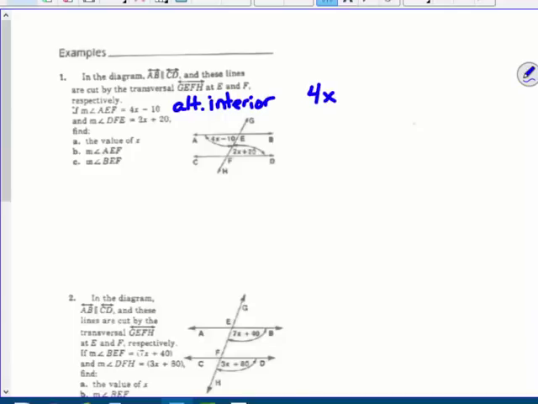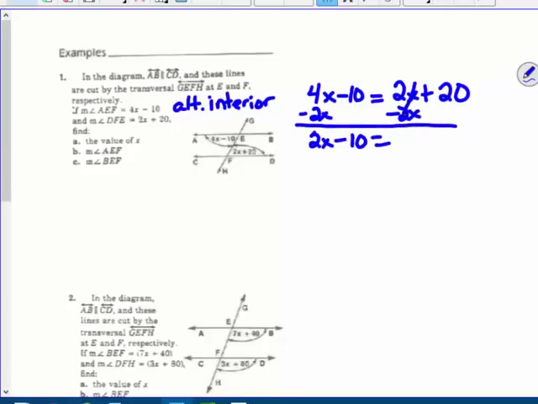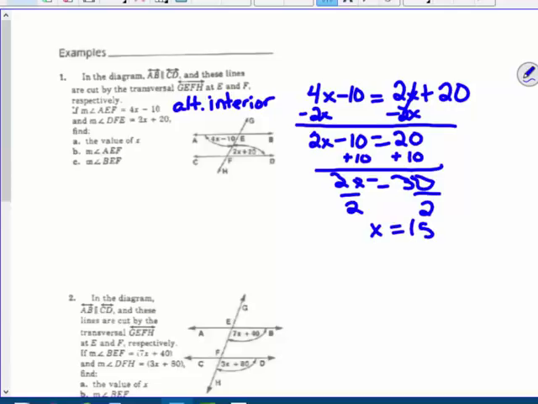So 4x minus 10 equals 2x plus 20. Well, move the smaller variable, and I get that 2x minus 10 equals 20. I'm going to add 10 to both sides, and I get 2x equals 30. Divide by 2, and I get x equals 15. So the value of x is 15. On the measure of AEF, 4 times 15 is 60, minus 10 would be 50 degrees. And hopefully when I put that 15 in, 2 times 15 is 30 plus 20.